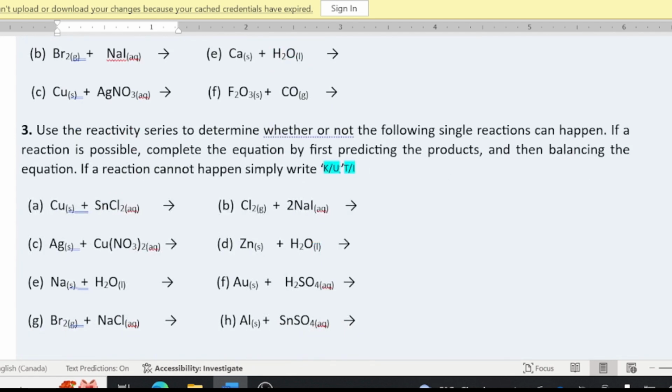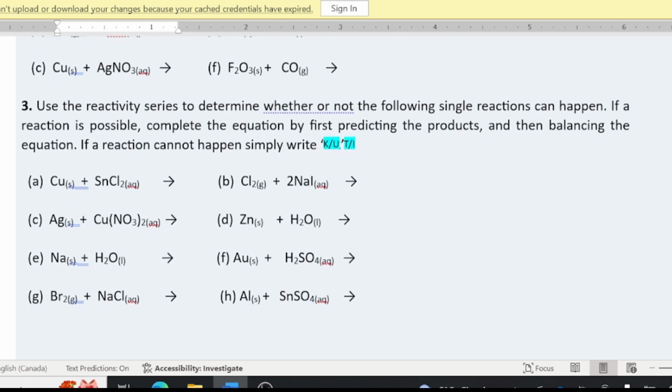You have to use the reactivity series to determine whether or not these are going to react. You know how to do that. The one that is lower down will not be able to displace, but the metals that are higher up in the reactivity series are able to displace those at the bottom. So whichever metal is above another one, you'll be able to displace that metal from an aqueous solution of its salt. So you can do that.